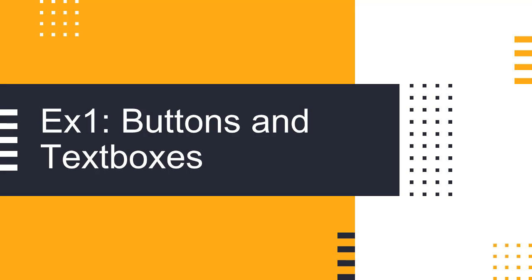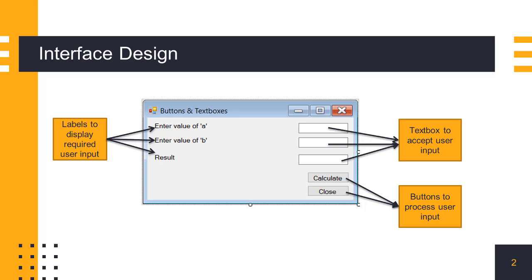In this exercise, we will design the user interface using buttons and text boxes. Here we will design the form interface with text boxes which will accept input values from the user. Label controls are used to display static text on the form. After the user inputs the data, he then has to click the calculate button to process the input data.